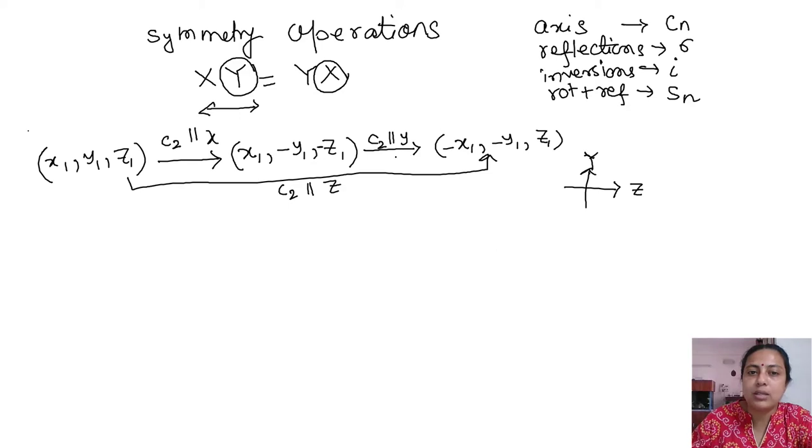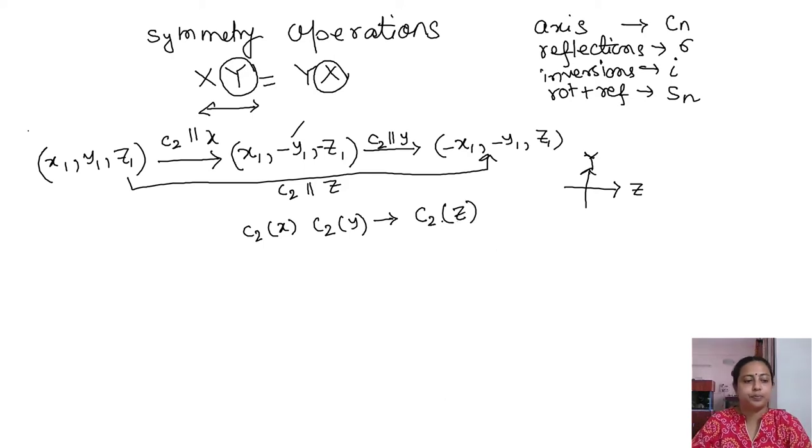Now if you do a C2 parallel to the Y axis, that means the y coordinate is not going to be altered. The x1 is going to be minus x and the z1 is going to change its sign, so it would be minus z1. Exactly the same result would be obtained if you do a C2 parallel to the Z axis. Then the Z coordinate is not going to be changed, but the X and the Y coordinates are going to be changed. So we can say C2 along X and C2 along Y are producing a C2 along the Z axis.